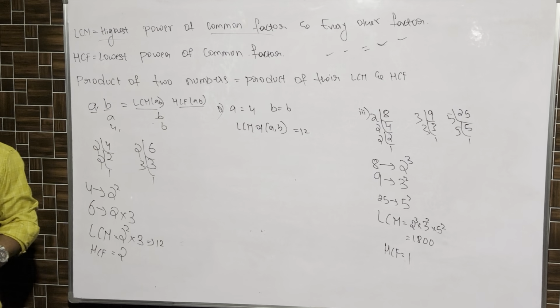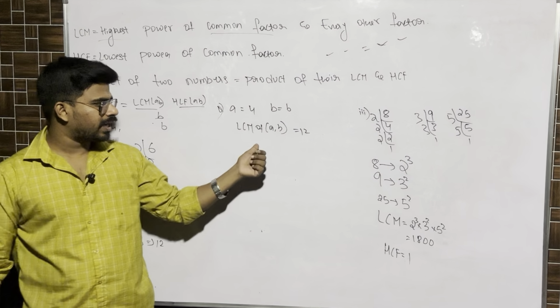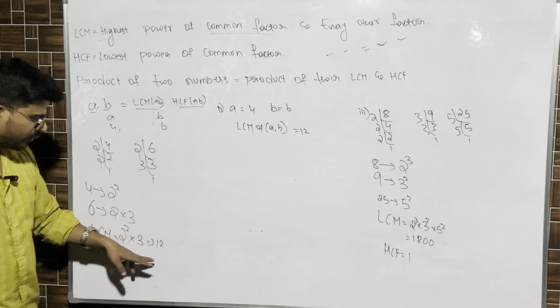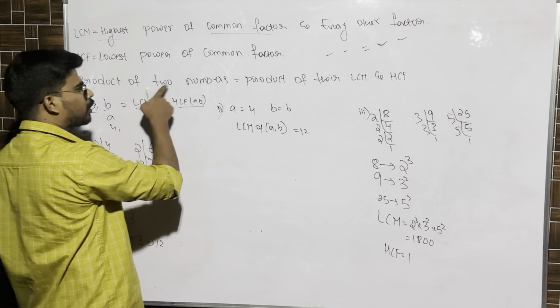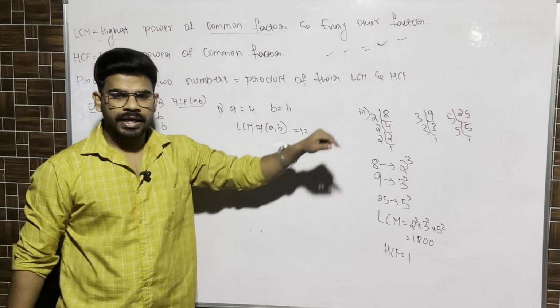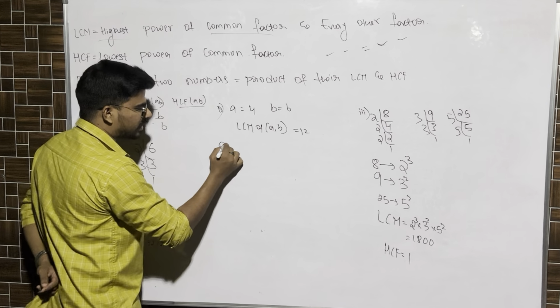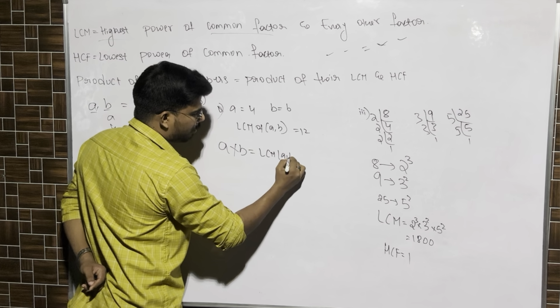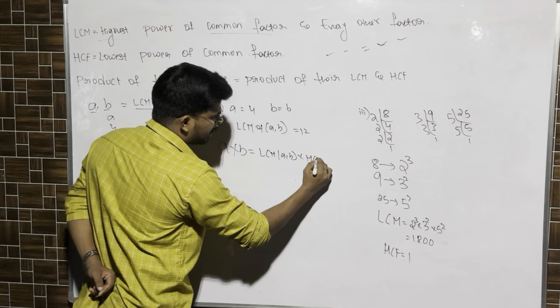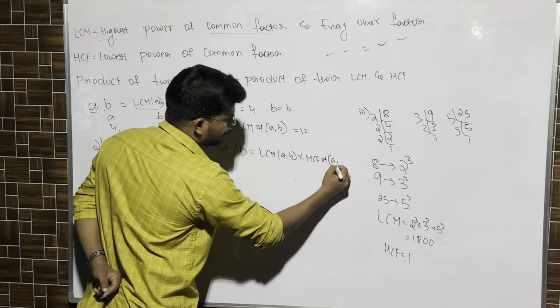Two numbers A and B will be given, their LCM will be given, and we have to find the value of HCF. What is the formula? The product of two numbers is equal to the product of their LCM and HCF. The product of two numbers, A into B, will be equal to LCM of A comma B into HCF of A comma B.